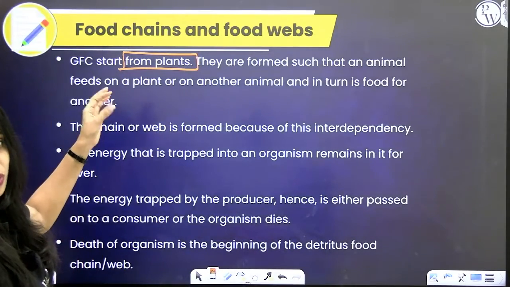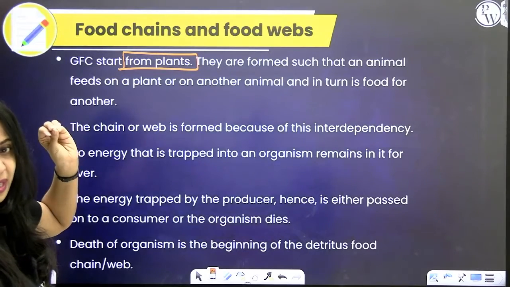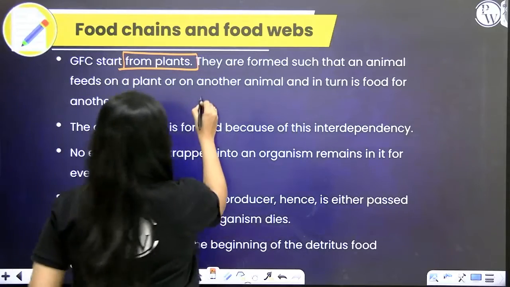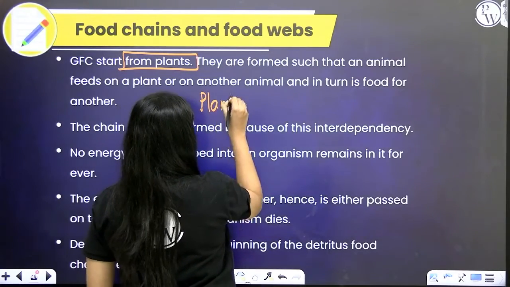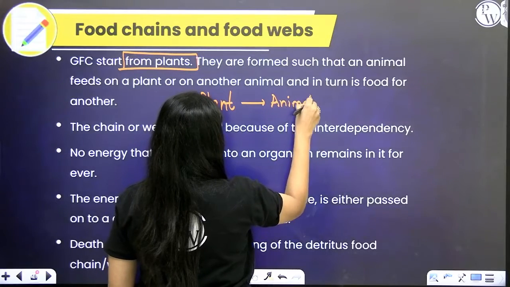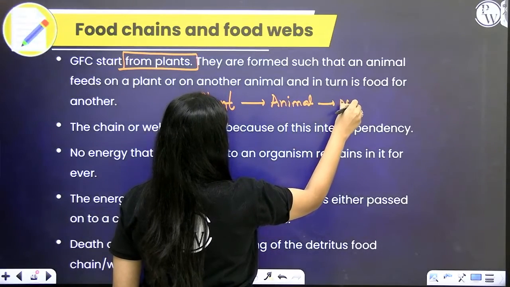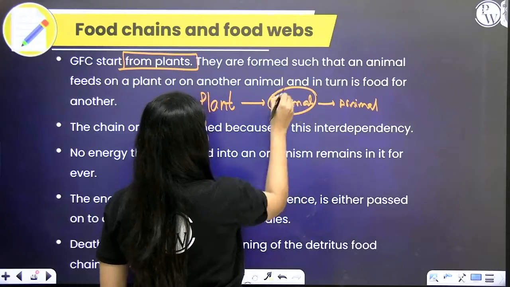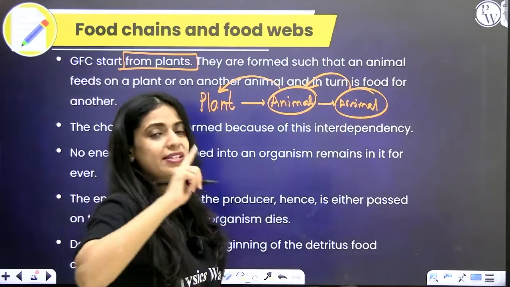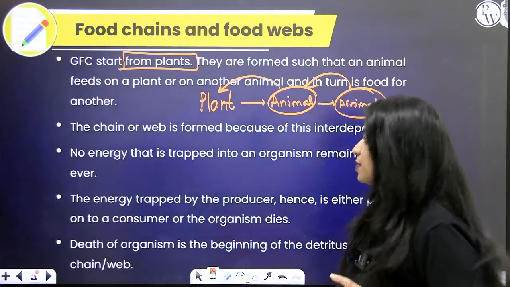This grazing food chain is formed in such a way that an animal feeds on a plant. So there is a plant, an animal feeds on it, another animal feeds on this animal. So there is interdependency of this animal on this plant, this animal depends on this animal for food. So there is interdependency between different organisms here.